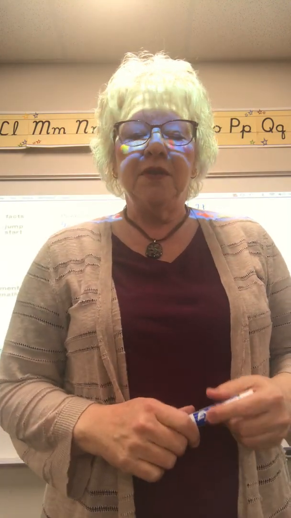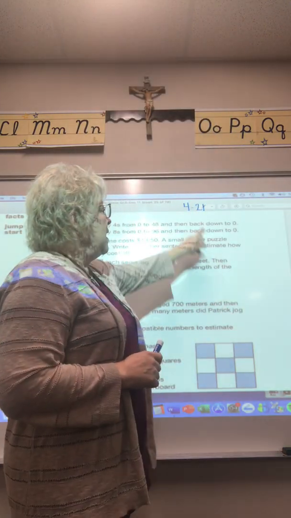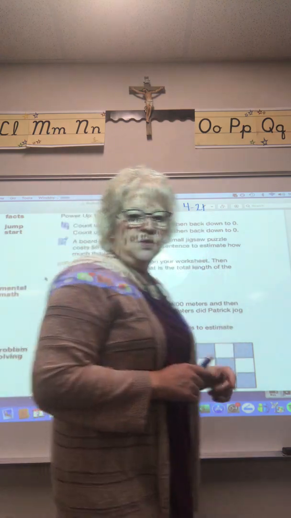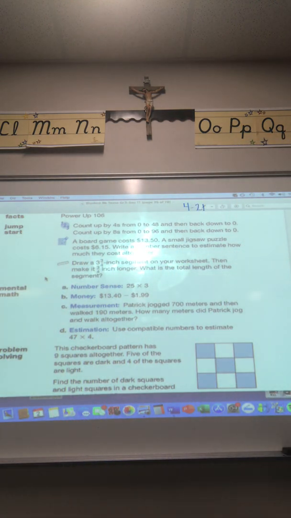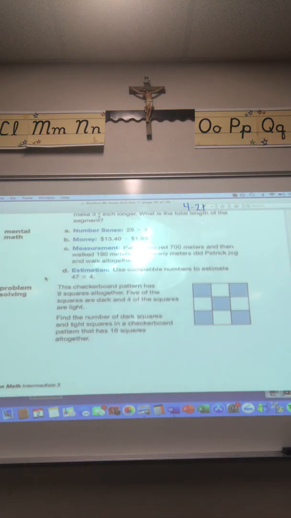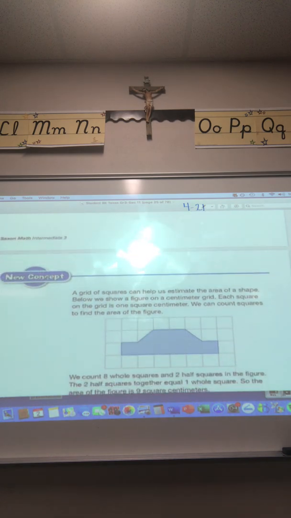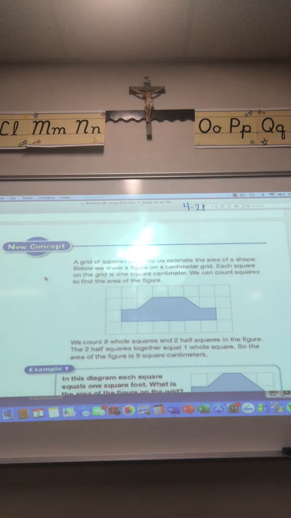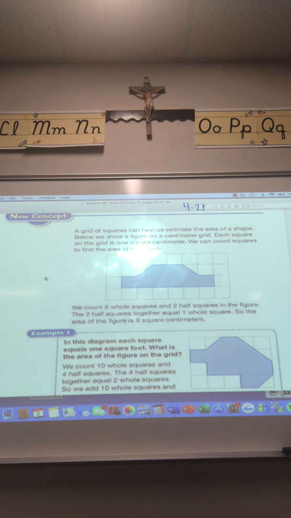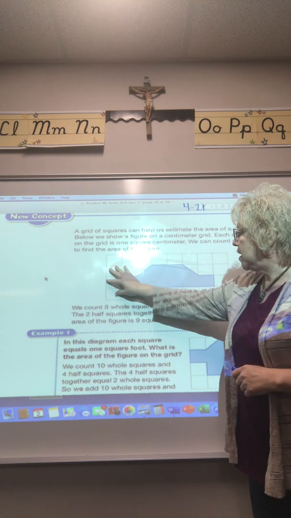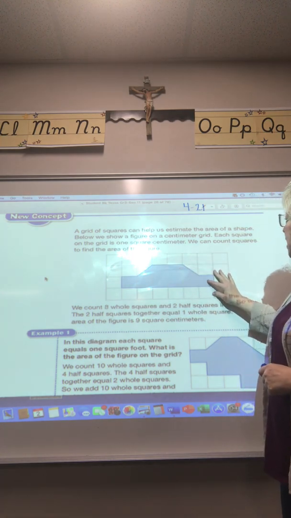This is April the 21st, and we are going to be doing lesson 106 in your math book. So if you would turn to the new concept, it's on page 565, and we are going to learn about how a grid of squares can help us determine area.